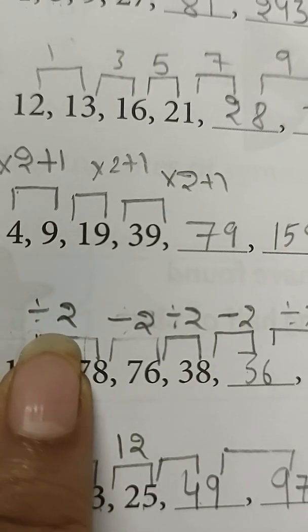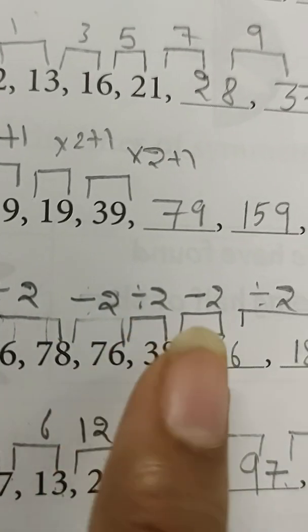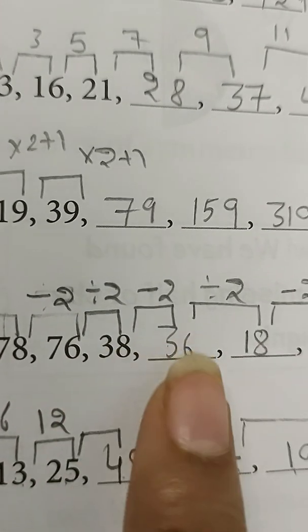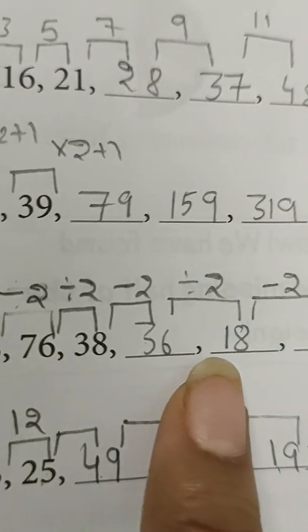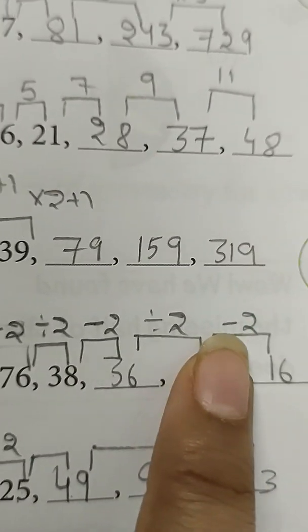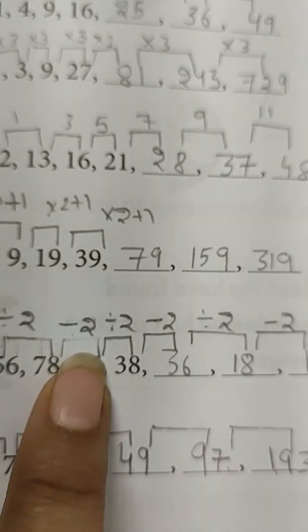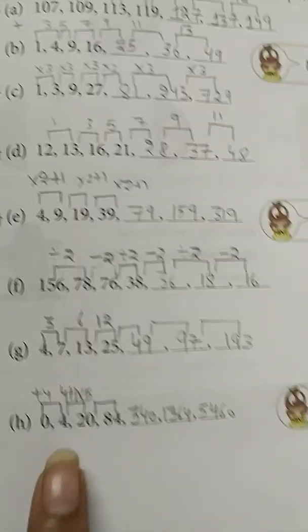So firstly it is divided by 2, then subtract 2, then again divided by 2, then subtract 2. So 38 minus 2 is 36. Now 36 divided by 2 is 18. 18 minus 2 is 16. For the next number, divide by 2, then write minus 2. Like this you have to do. Here the hint is given: divided by 2 minus 2, divided by 2 minus 2. So you can use this hint.